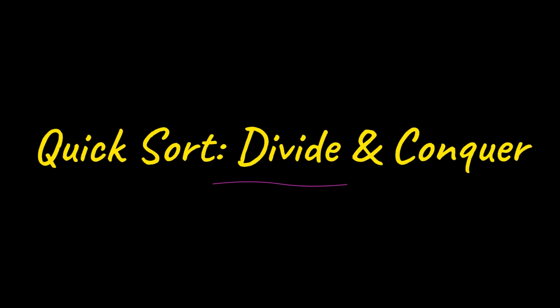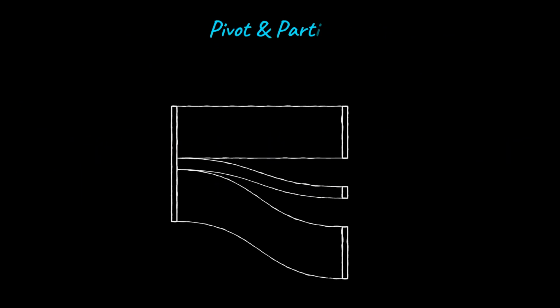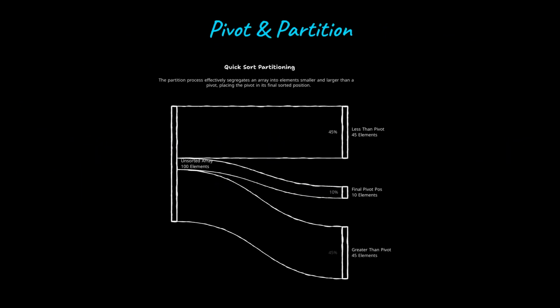Pick a value, split the list around it, and repeat. Understanding why it works so well means understanding divide and conquer recursion. The algorithm selects a pivot element, then rearranges the list so every smaller value lands to its left and every larger value to its right. This single sweep places the pivot in its exact final sorted position.